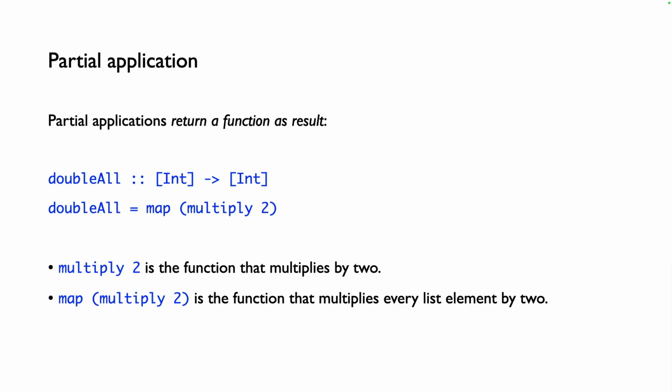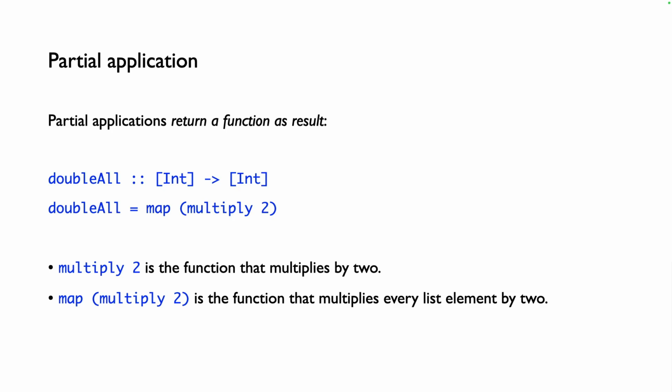So suppose we want to double all the elements in a list. We can do that by applying map to the function multiply 2. That will give us a function that, when given a list, will map multiply 2 all the way down the list. So multiply 2 is the function that multiplies by 2. Map of multiply 2 is a function that multiplies every list element it gets by 2. And so these partial applications give us another way of returning a function as a result.